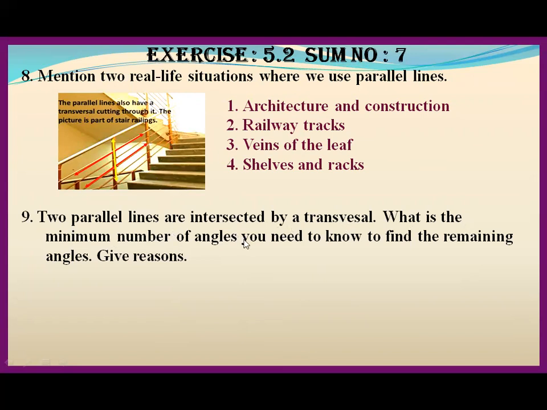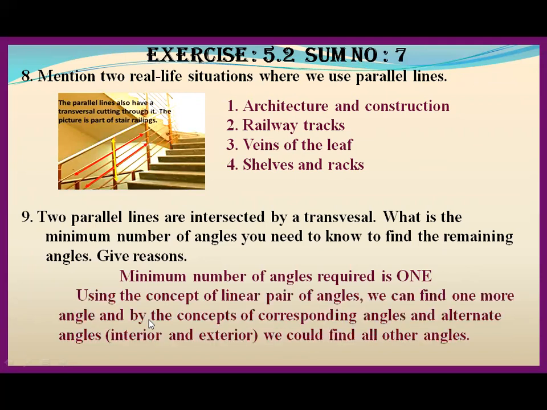Two parallel lines are intersected by a transversal. What is the minimum number of angles you need to know to find the remaining angles? The minimum number of angles you need is only one. The reason is if you have one angle, you can use the concept of linear pair of angles. You can find one more angle. And by the concept of corresponding angles and alternate angles, you can find all the remaining 7 angles.